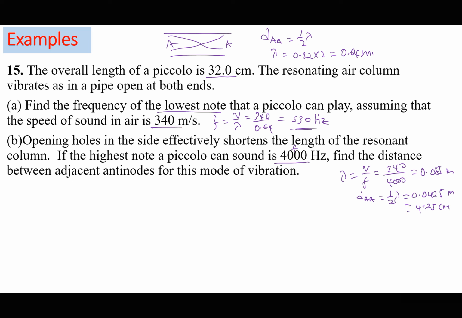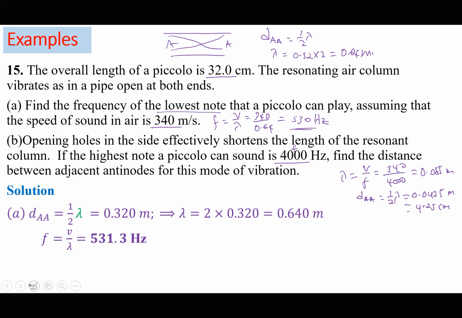Okay, I think that one is not very hard, as long as you know that a piccolo is like an open pipe, so that one becomes easy. So we got this frequency. Then in part B, we got the distance as being 42.5 millimeters or 4.25 centimeters or 0.0425 meters.